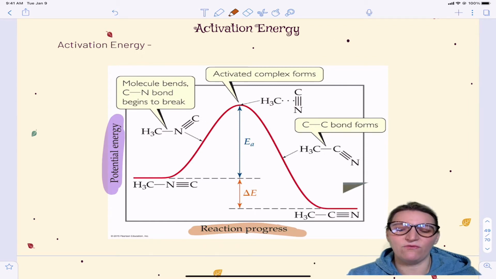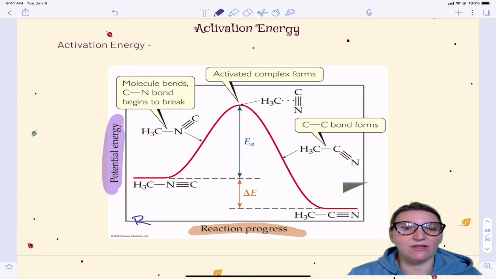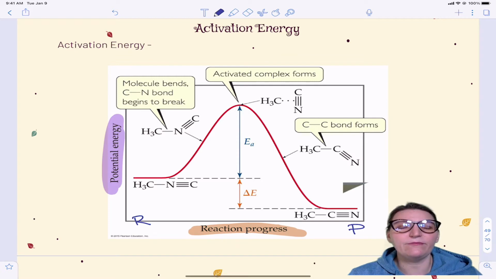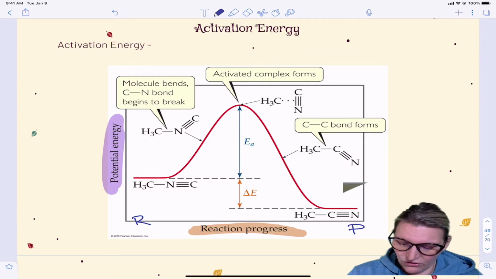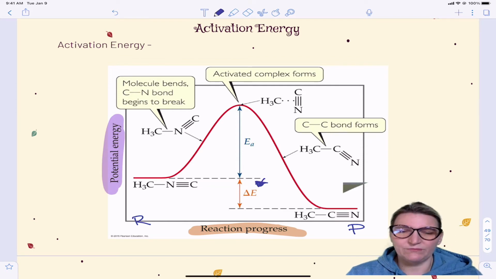It might have different names depending on the textbook or whoever created the graphic, but basically the reactants are going to be on the left-hand side and the products will be on the right-hand side. And so this is looking at the transition from reactants to products. And you can look at this reaction. You can see delta E is negative. That means that this is an exothermic reaction.